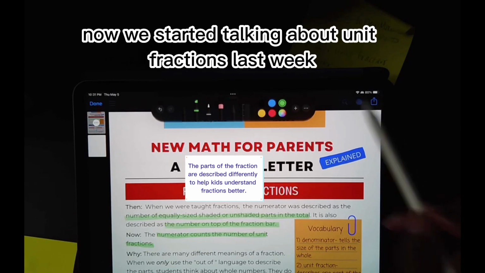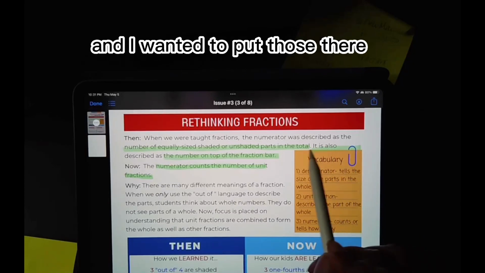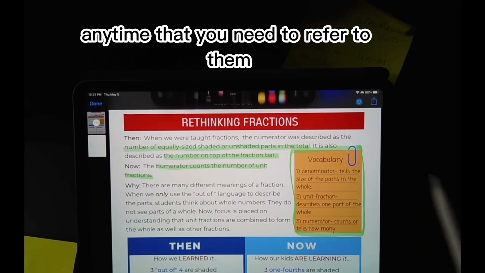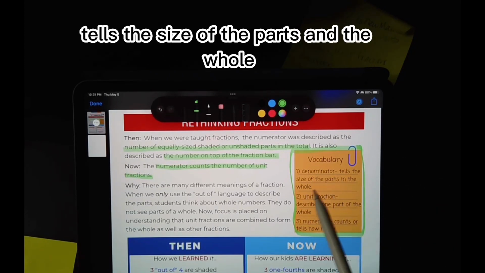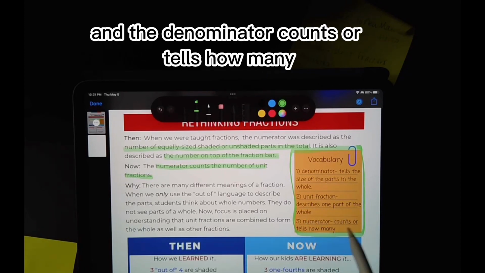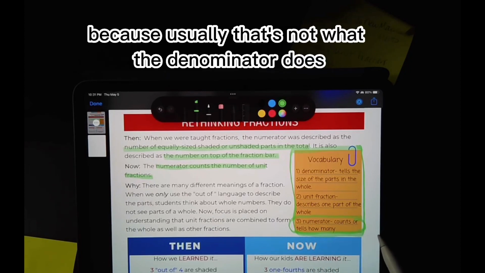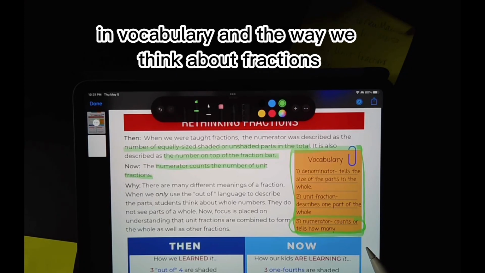Now we started talking about unit fractions last week, but here are those definitions, and I wanted to put them there so that you can refer to them anytime you need to. So we know that our denominator tells the size of the parts in the whole. The unit fraction describes one part of the whole, and the denominator counts or tells how many. Now this is new to us because usually that's not what the denominator does. So let's talk about why there's been a change in vocabulary and the way we think about fractions.